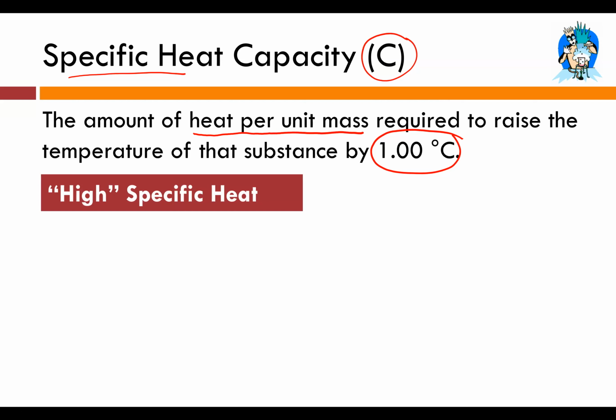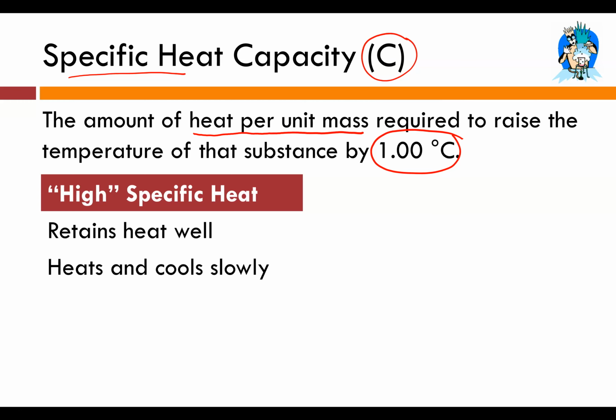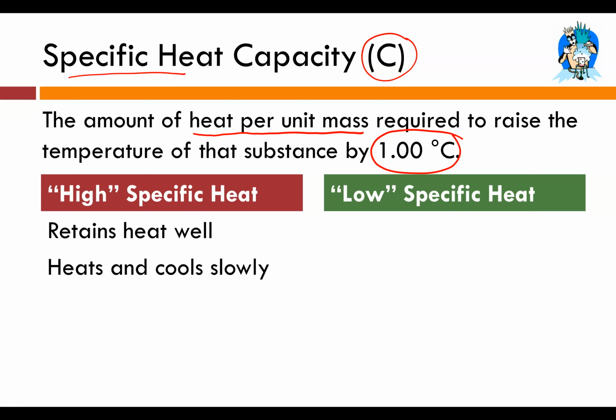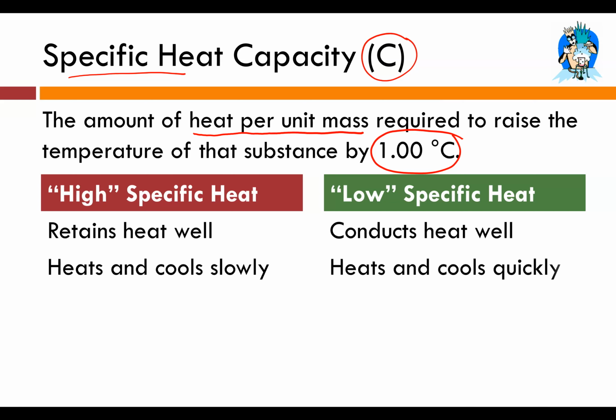Materials can have a high specific heat value or a low specific heat value. I know those are 2 very relative terms. We'll be putting some numbers to it later this lesson. Something that has a high specific heat is going to retain heat well. It's also going to heat up and cool off slowly. Materials with low specific heats are conductors of heat. So they're able to heat up and cool off quickly and really transfer that energy to another substance.